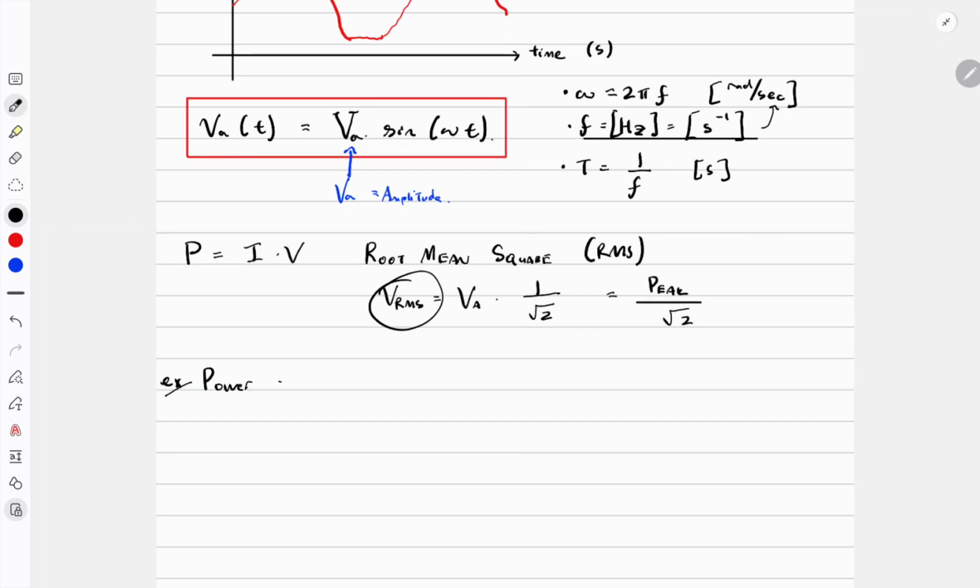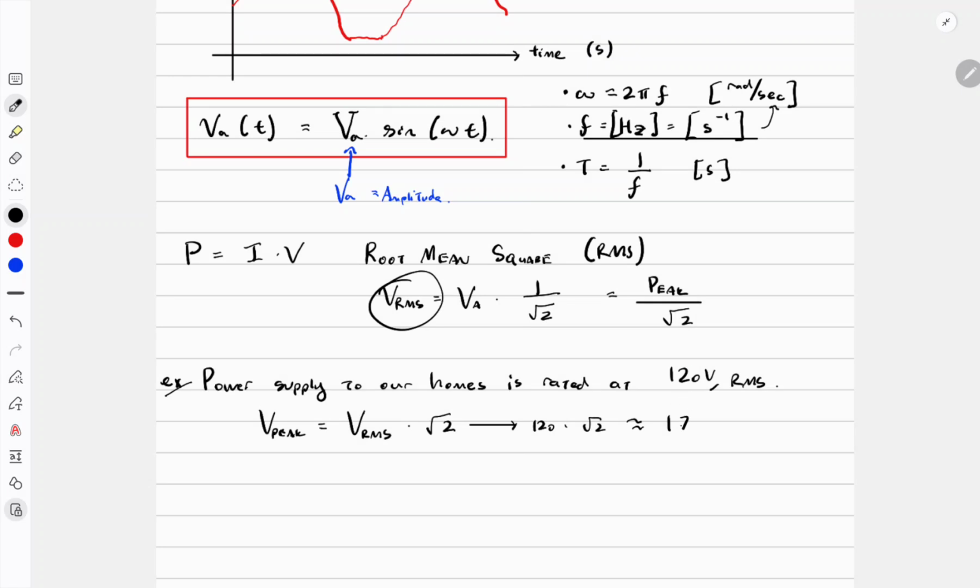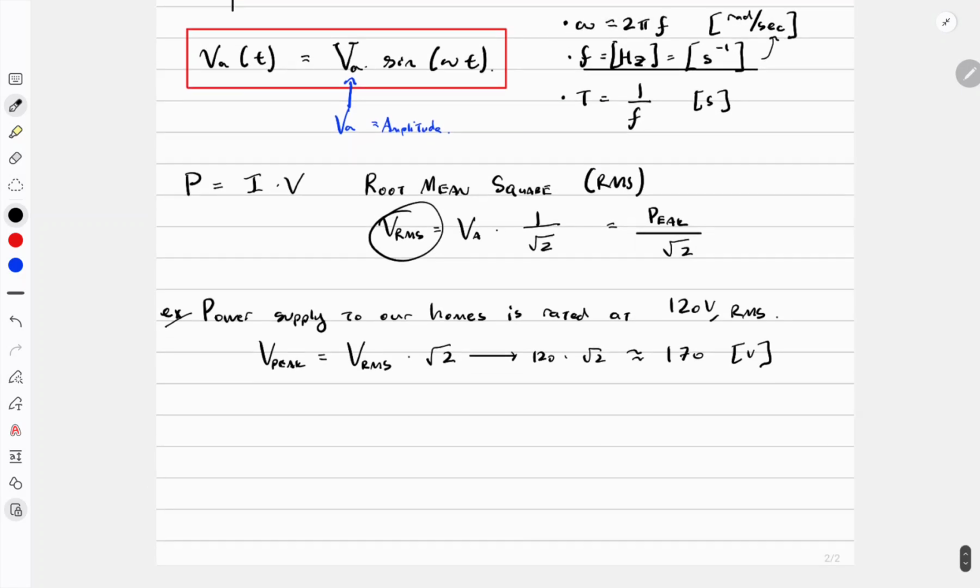So there's a power supply to our home. This is the power grid, rated at 120 volts RMS. So what is the peak value of the power outlet in the house? Recall, if you rearrange this equation, the peak value is equal to the RMS voltage times the square root of 2. So you do 120 times square root of 2, which is about 170 volts, something around there.